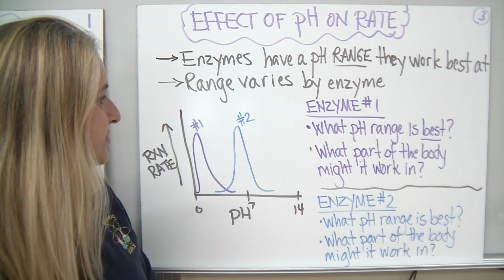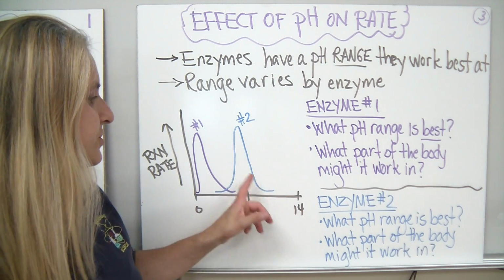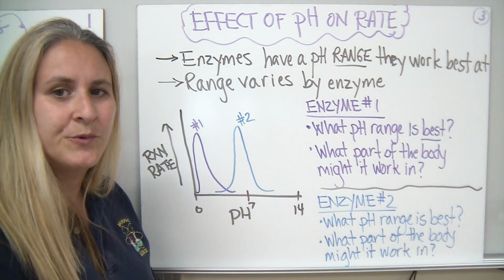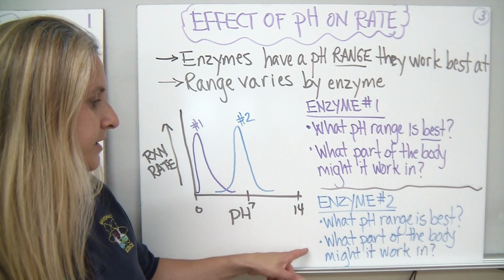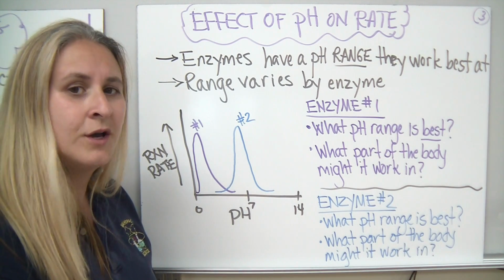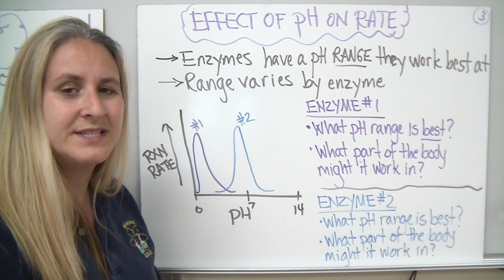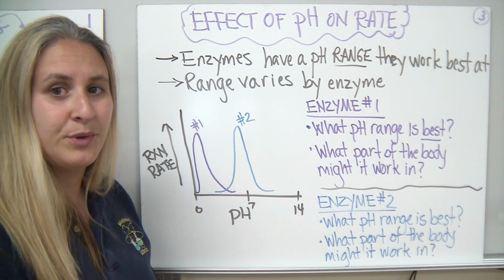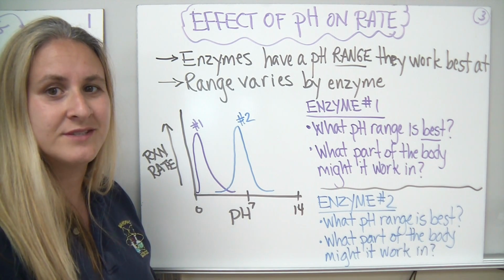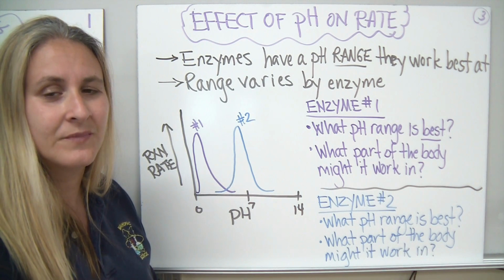I'd like you to look at enzyme 2 now. For enzyme 2, what pH range does it work best in? The second question for enzyme 2 is, what part of the body do you think you might find that enzyme in? Why don't you pause, finish answering the questions, and we'll come back and answer them.